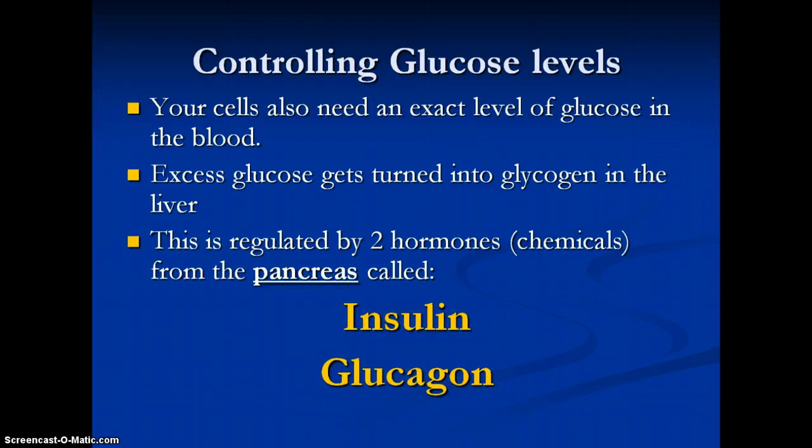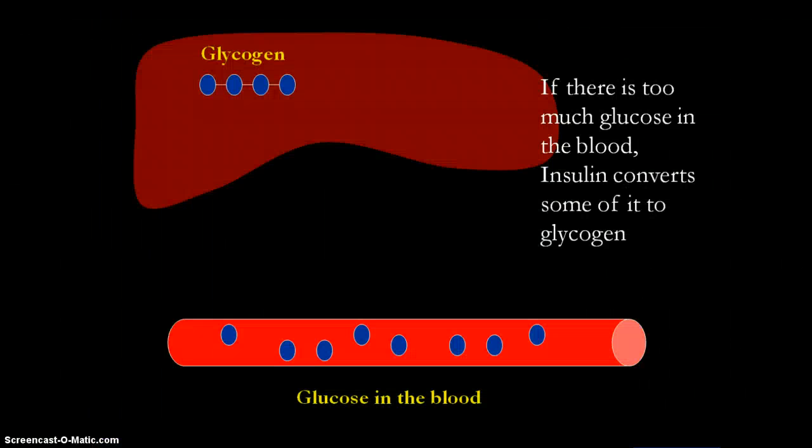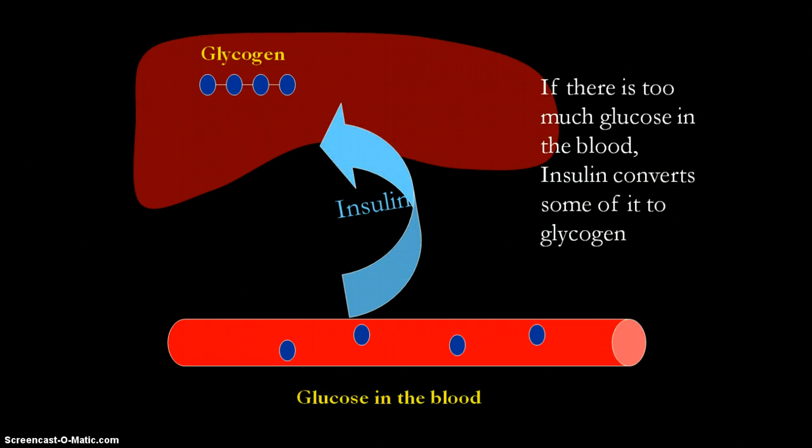Okay, you got that? So excess glucose gets turned into glycogen in the liver, and insulin and glucagon are made in the pancreas, and those are two hormones that help to regulate this process. Let's look at it. So here we have a liver. It's got some glycogen in it, and we've got our vein here, and it's got some glucose in it. If there's too much glucose in the blood, then insulin needs to convert some of it to glycogen. So there's some that pop away. Insulin takes that over to the liver, and there's your bigger glycogen, right?